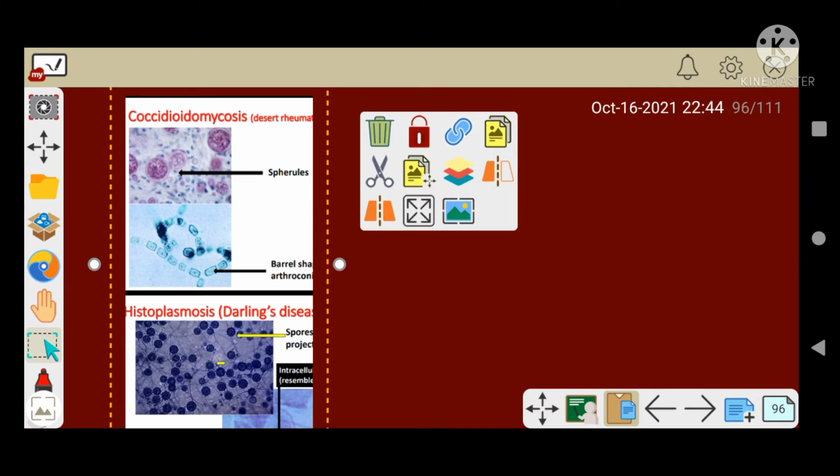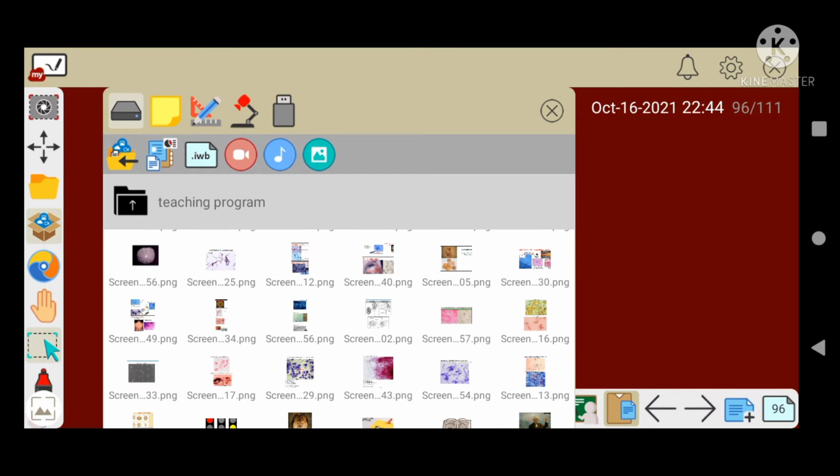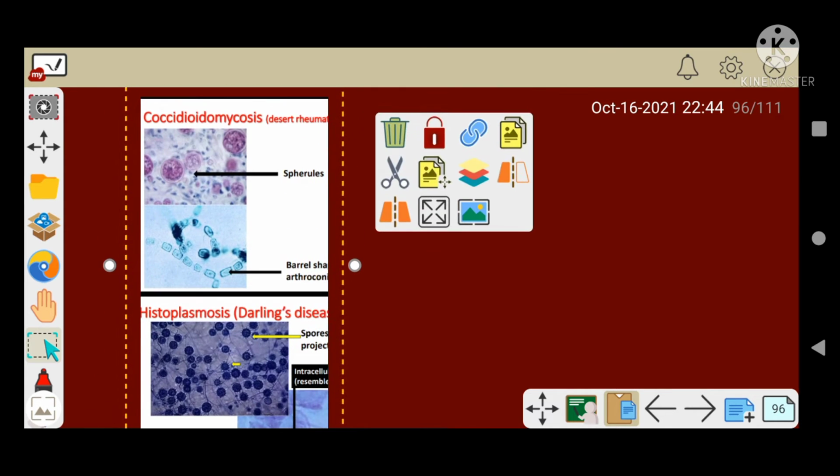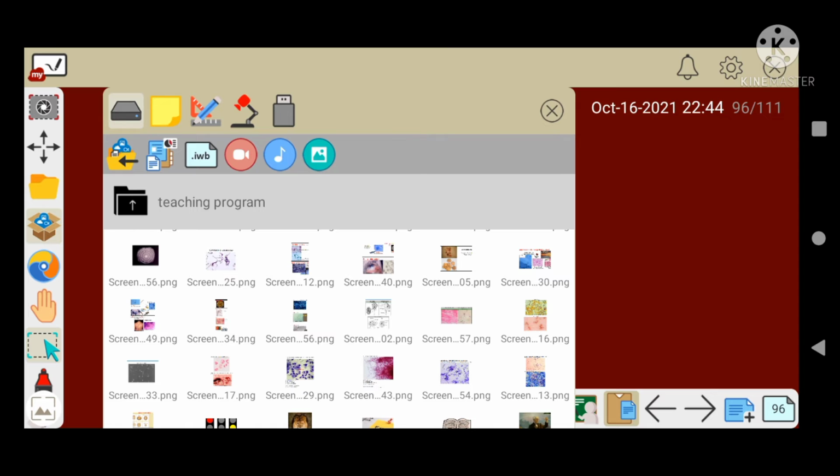So this is your coccidioidomycosis, right? And this is your histoplasmosis or Darling's disease, right? So actually, why Darling's disease? Because it is found in the Ohio part of America, right? Mainly the source is bat feces or bat waste, right? This also we have discussed, right? Just to show you, it's something like this, right? In microscopy, correct?